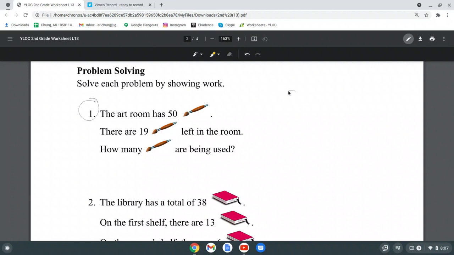So 50 minus 19. 0 cannot minus 19 since 0 is less than 9, so we'll be taking 1 from 5, and then we'll place a 1 up here. So this 0 will become 10. 10 minus 9 is 1, and 4 minus 1 is 3. So how many brushes are being used? 31 brushes.